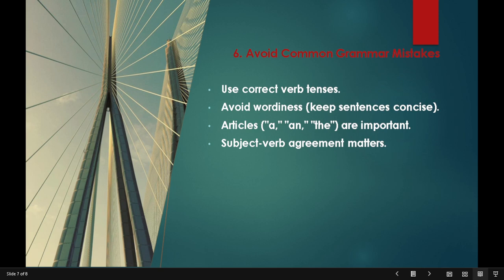So use correct verb tenses. Avoid wordiness, that is, keep your sentences concise. Don't say so much. Your sentences should be clear, yet they should not contain so many words. Your words should be short, going straight to the point.